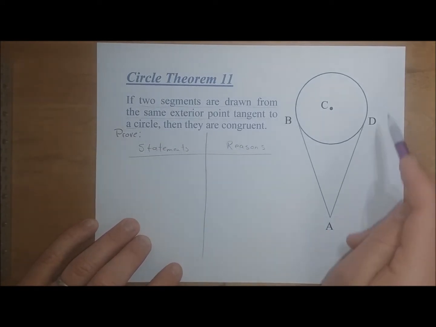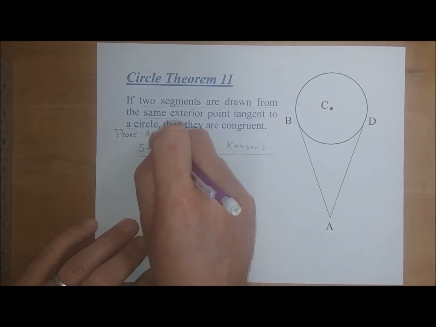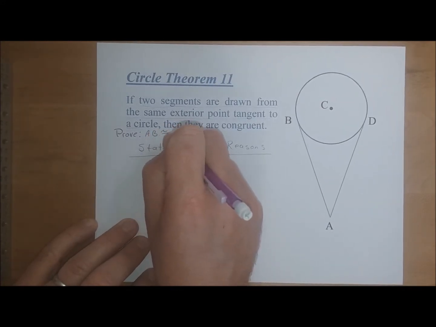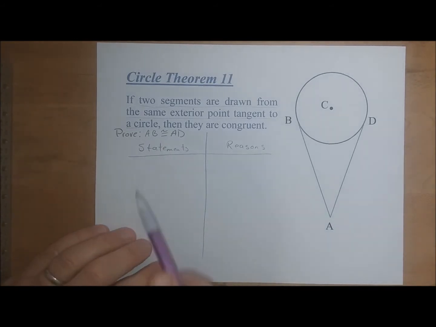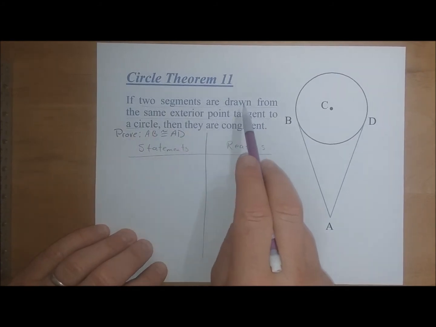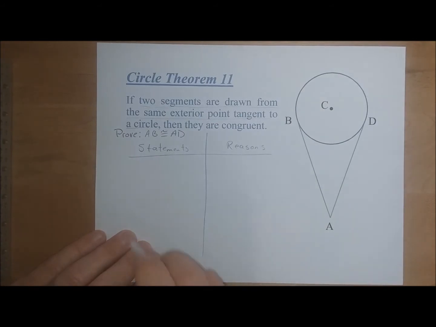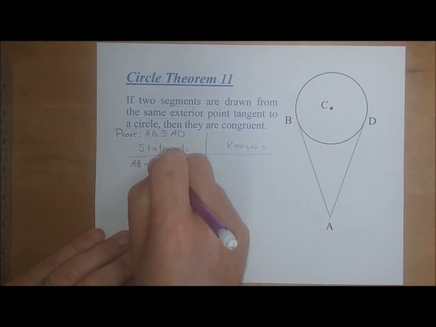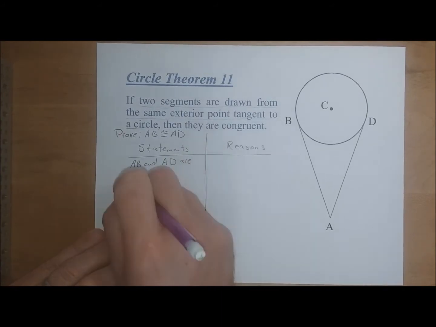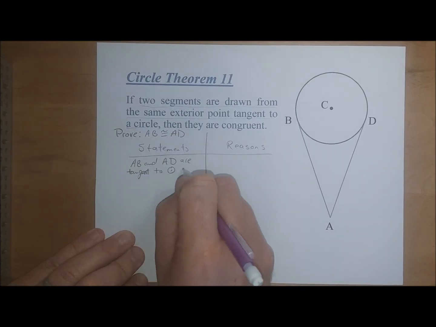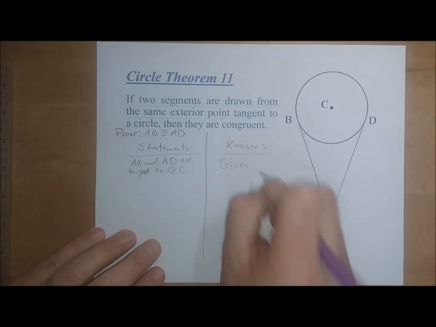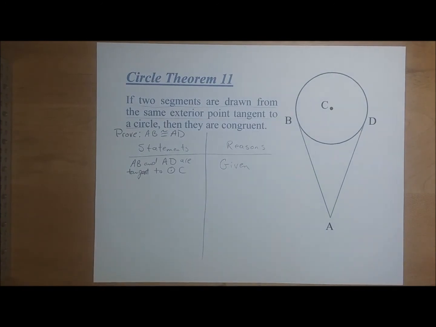So what they want us to prove here in this example, let's prove that AB is congruent to AD. Okay, that is our dashboard. That's our GPS. That's our goal. That's what we're after. Let's jump back to that hypothesis, because that's our given information. That's going to get us started. Two segments are drawn from the same exterior point tangent to the circle. So I'm going to say that AB and AD are tangent to circle C. That's our given.